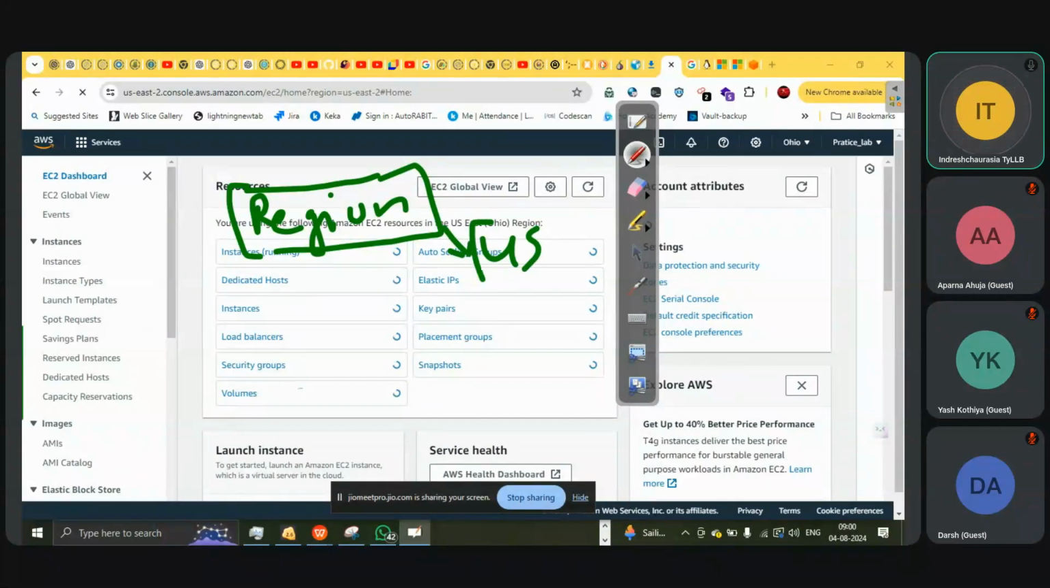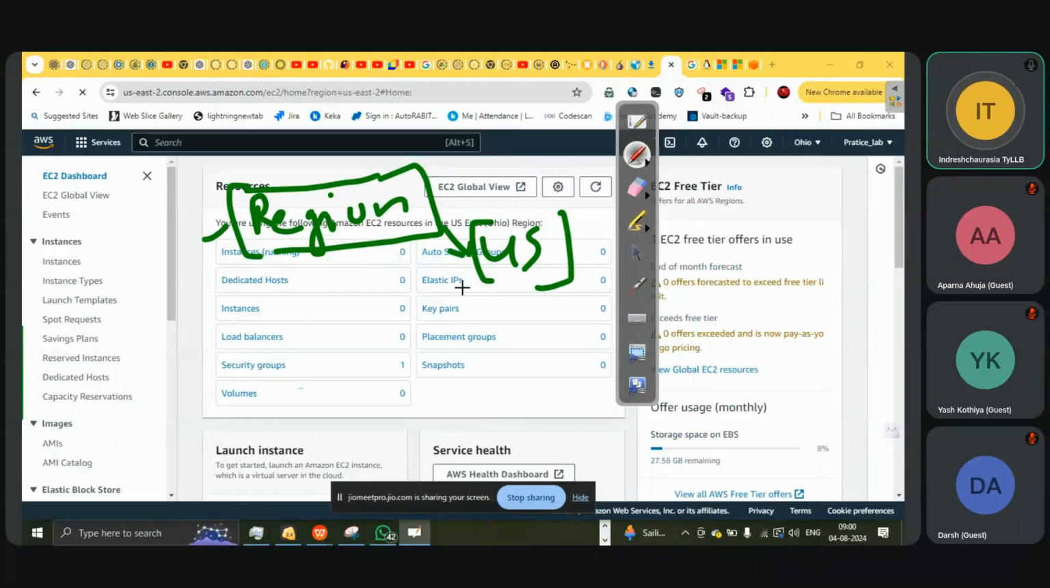Simple. When I'm selecting a US region, it means I'm selecting a data center in the US itself. What is a region? Nothing but a country where I'm going to set up a database, where I'm going to select a data center. If I've selected a US region, it means I'm selecting a data center in the US. So whatever I'm setting up, web server, database server, it will be set up in the US itself only. This way the data won't go outside the US. It's not leaving my country, right?